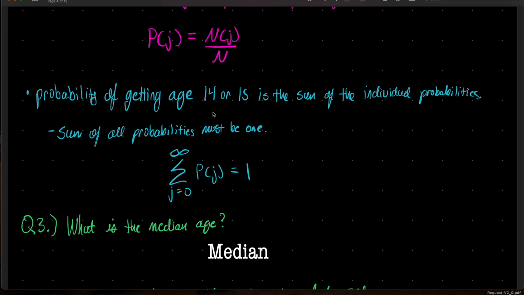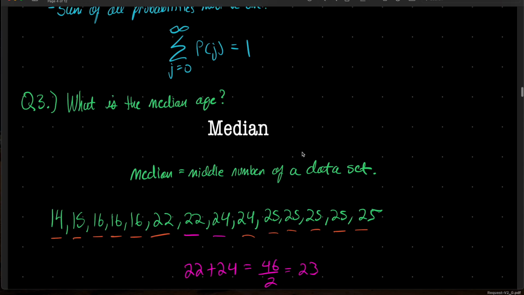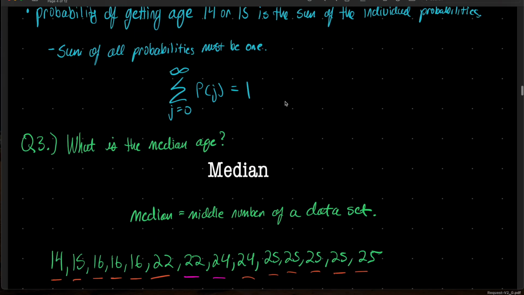Also, one thing I wouldn't have put together intuitively: if we wanted to calculate the probability of getting age 14 or 15, it's actually the sum of the individual probabilities. And of course, the sum of all probabilities must be 1, and that makes sense because if we're going to grab an individual and determine their age from a certain group, there's a 100% chance that we will find someone, if that makes sense. It's almost too straightforward, it's confusing.